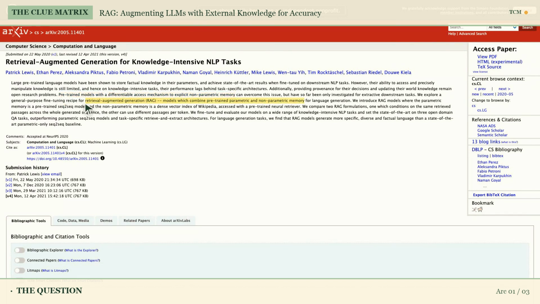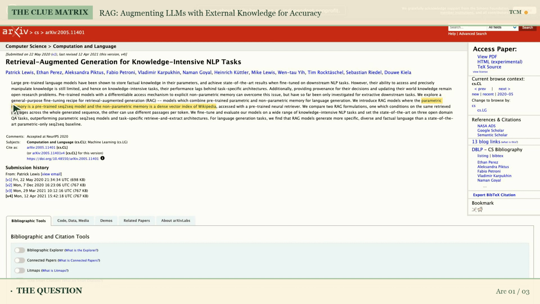That's exactly the core idea this paper introduces: retrieval-augmented generation. It defines RAG as models which combine pre-trained parametric and non-parametric memory for language generation. Parametric memory is the knowledge learned in training, right? And non-parametric is the external library data?